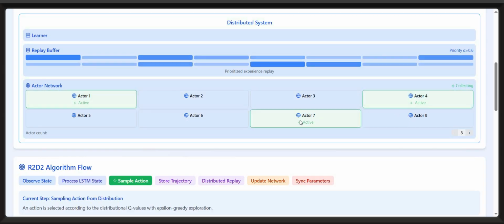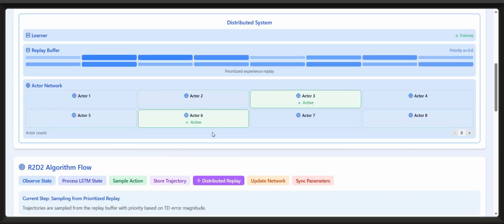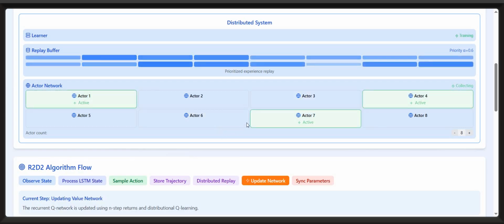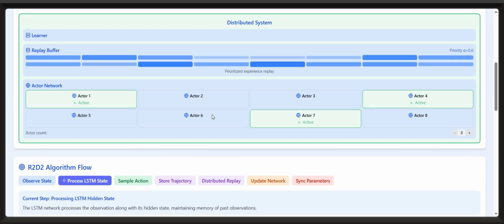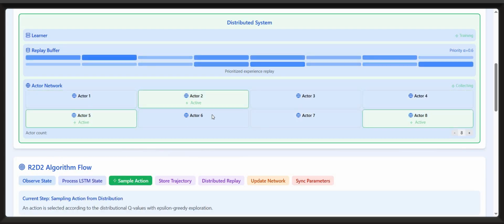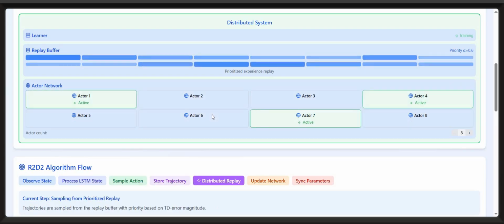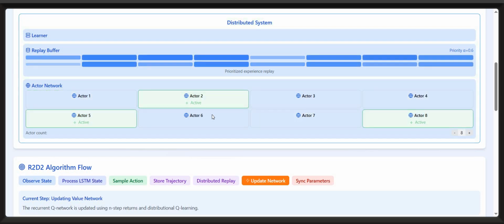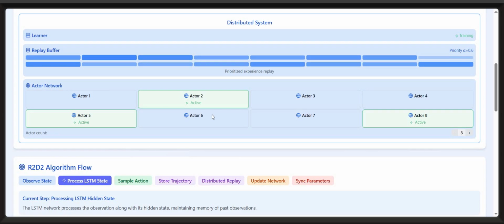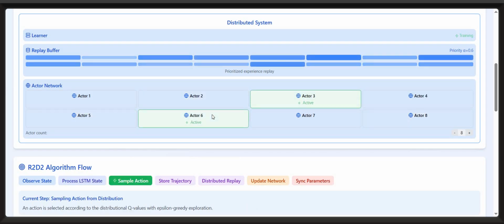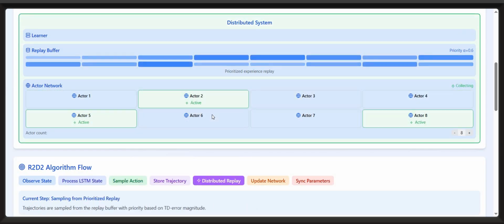And on the right, you have got the actor network. You can see each of these actors is an independent agent interacting with the environment. So some are active right now. That just means they are currently collecting experience to feed back to the buffer. The total number of actors can vary, but here we have 8.